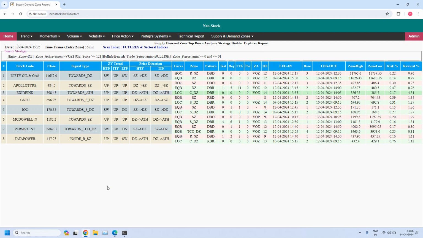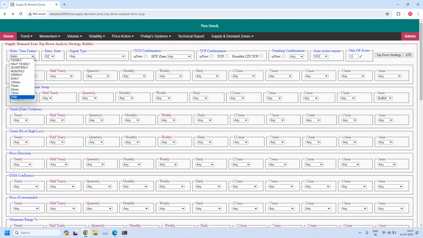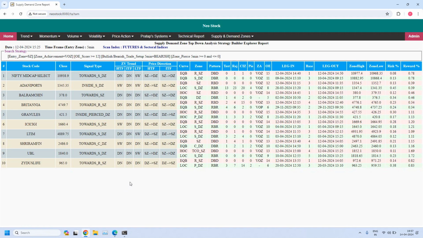Now let us generate bearish trade setup for hourly income trade. So I am going back. The entry time frame is 5 minutes. Because it is a bearish trade setup, the entry zone should be supply zone. In the bullish or bearish trade setup, 5 minutes time frame, I am selecting bearish. And the remaining filters are the same. Pierced count 0, zone achievement should be violated opposing zone, and minimum order enhancer score is 12. Now let's generate the report. So 10 stocks are filtered. Currently these 10 stocks are supporting bearish trade setup for hourly income trade.